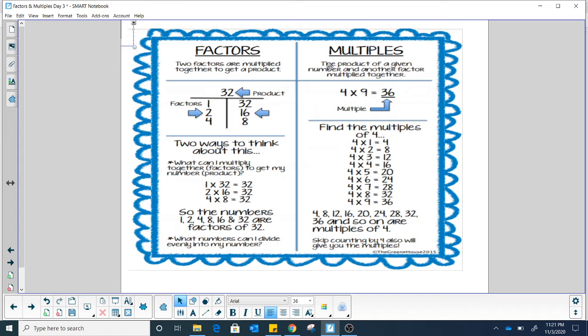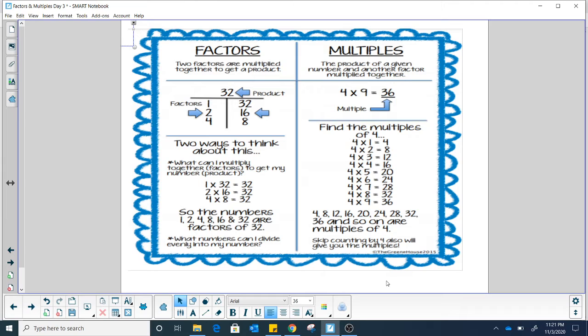Multiples are a little bit different. Multiples are the product of a given number and another factor multiplied together. So when we think about the multiples of 4, that means that we're multiplying 4 by any other factor to find a multiple. So here are a bunch of examples. We're taking that 4 factor and multiplying it by other factors to find multiples of 4. So multiples of 4 are 4, 8, 12, 16, 20, 24, 28, 32, 36. And it could go on and on.